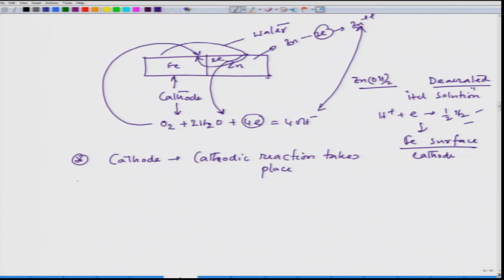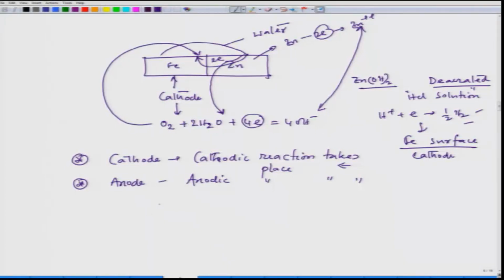And anode, of course, anodic reaction. Now, the interesting part is that in this case the cathodic reaction could be hydrogen evolution, oxygen reduction, and could also be metal ion reduction, if some metal ion is already present.